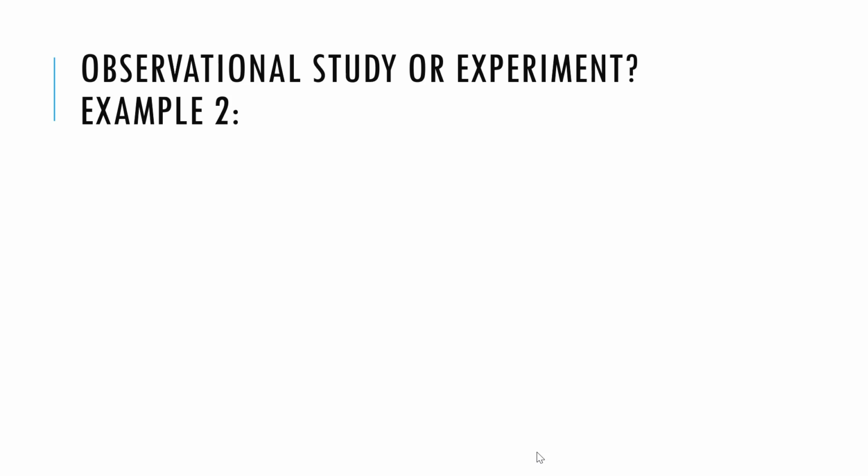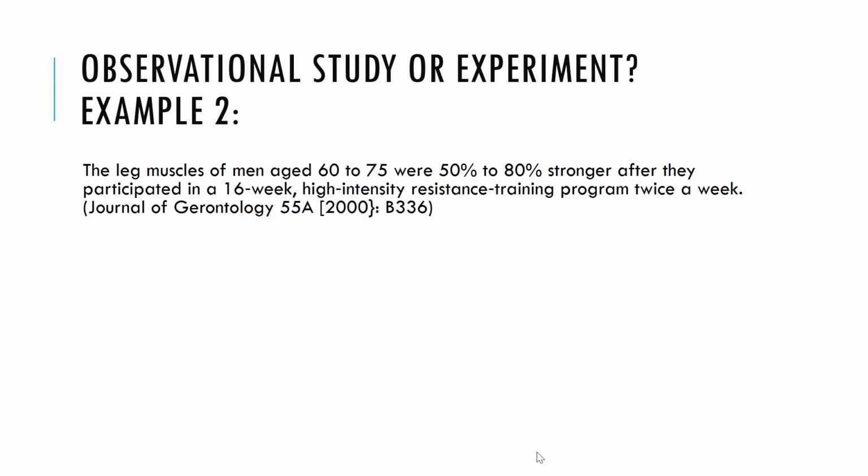Again, I encourage you to read the question, write down your answer, and then unpause the video and see if you are correct. The leg muscles of men aged 60 to 75 were 50 to 80% stronger after they participated in a 16-week high-intensity resistance training program twice a week. Is this an example of an observational study or an experiment?